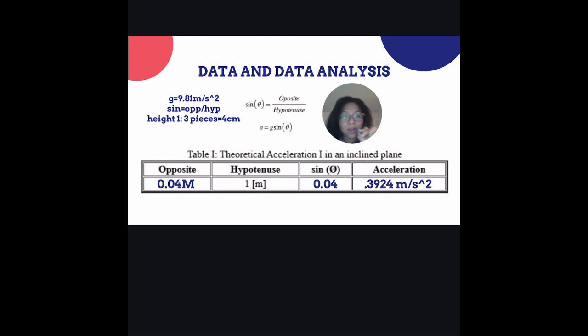We created the triangle and our hypotenuse was the 1 meter or the 100 centimeters. And then because it's our triangle, the angle was here. So opposite was the height, and our height was the 0.04 meters or the 4 centimeters. And then using that triangle, we found the sine of the angle of our track. So that was 0.04 divided by the 1 meter. And then using that, we found the acceleration of 3.924 meters per second squared.